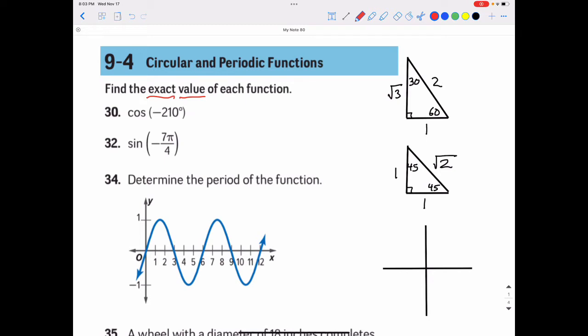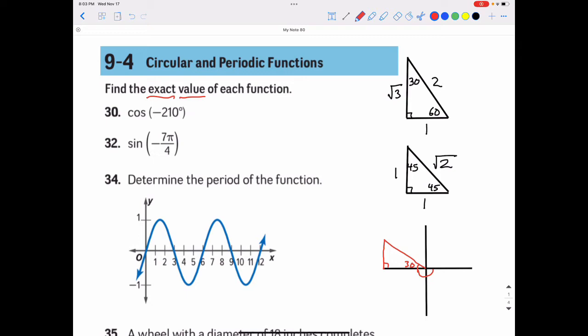If you look at the axes in the bottom right-hand corner, negative 210 degrees would be counterclockwise, and it would be 30 degrees past negative 180. We're placing it about right there. So this would be a reference triangle with a 30-degree angle.